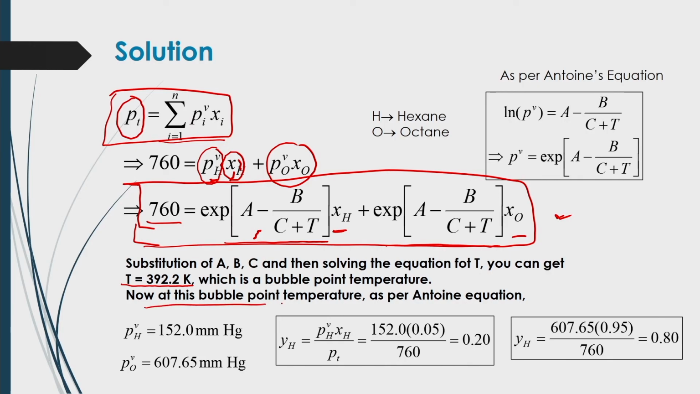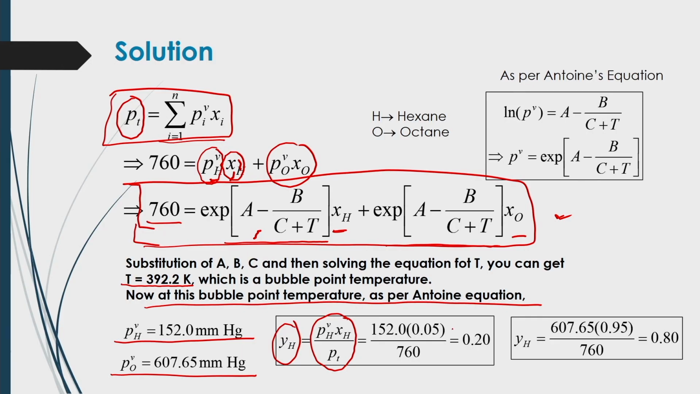Now, at this bubble point temperature, as per Antoine's equation, you have to first find the vapor pressure of hexane and the vapor pressure of octane. It comes as 150.0 millimeter mercury for hexane and 607.65 millimeter mercury for octane at the bubble point temperature of 392.2 Kelvin. After that, you have to find the vapor phase composition of hexane. So, y_hexane can be calculated from this equation: P_HV x_H divided by P_T.